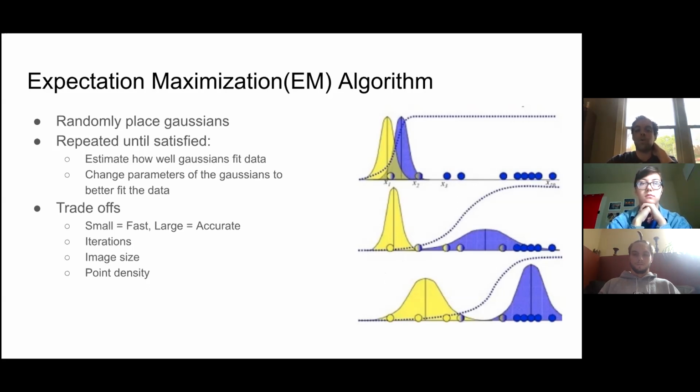And ideally, we'll keep doing this process until we reach something called convergence, which is where every iteration after that will have the same parameters as our current iteration. And when that happens, that's when we know that we have the best fit for our data.